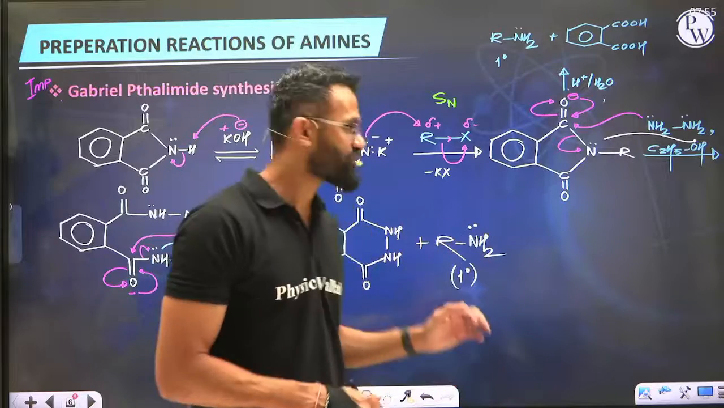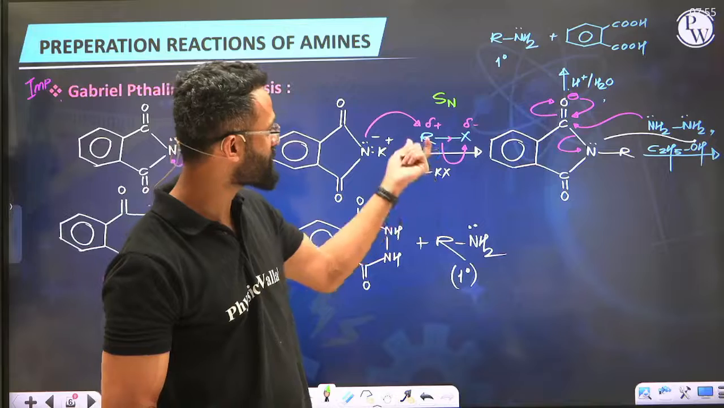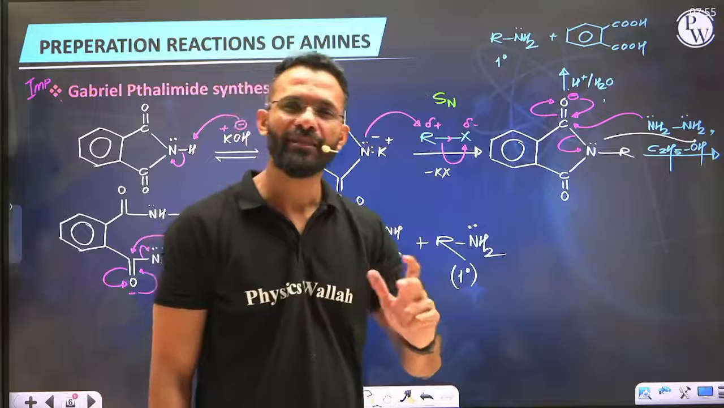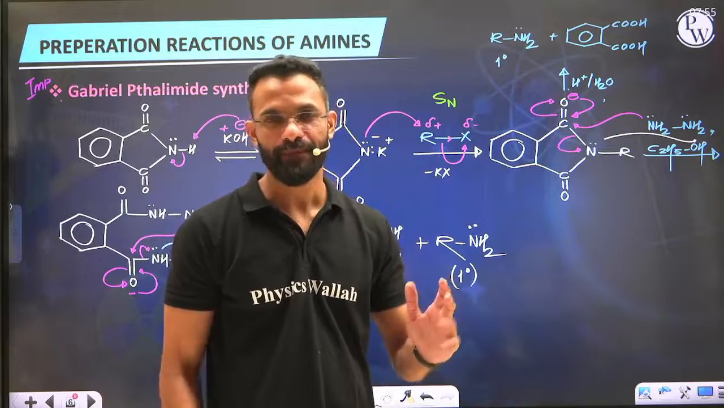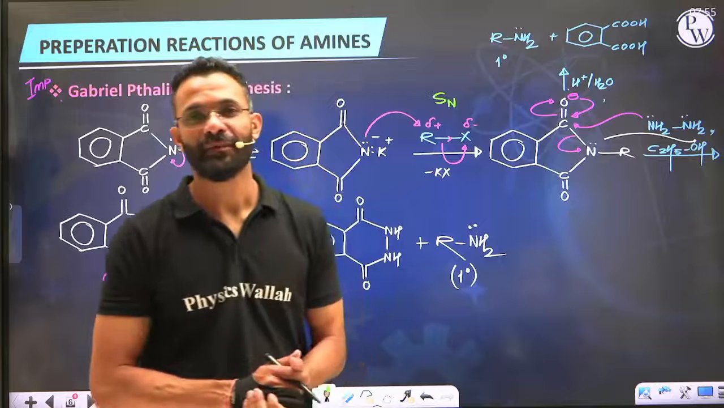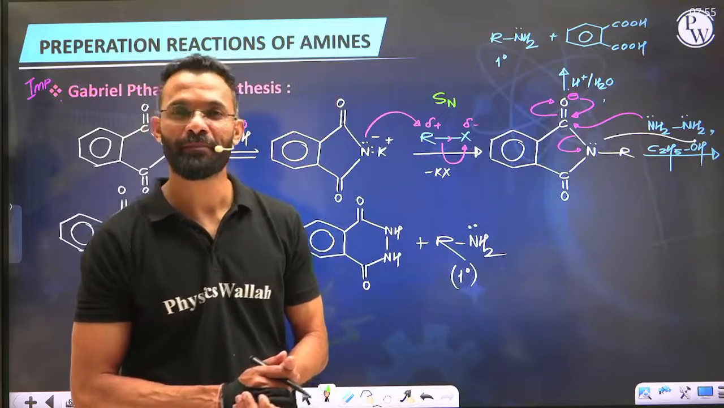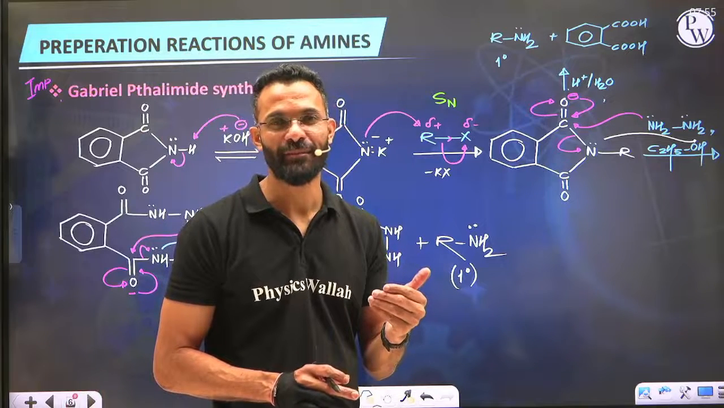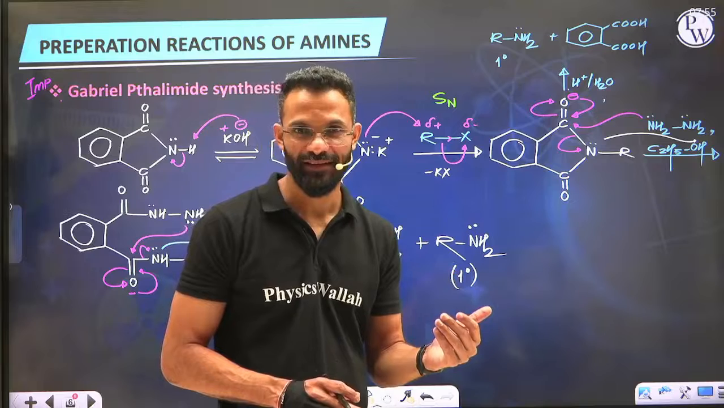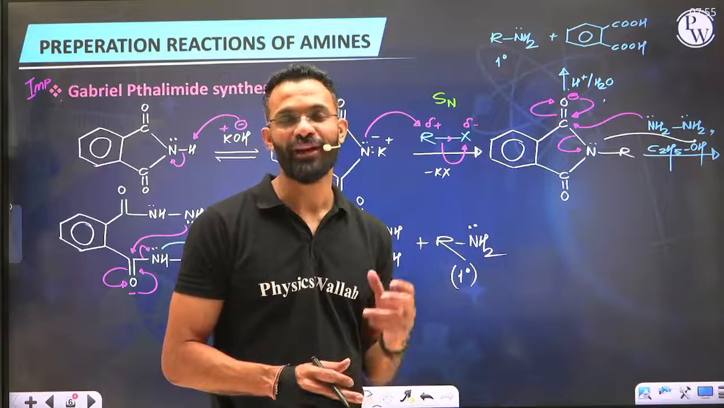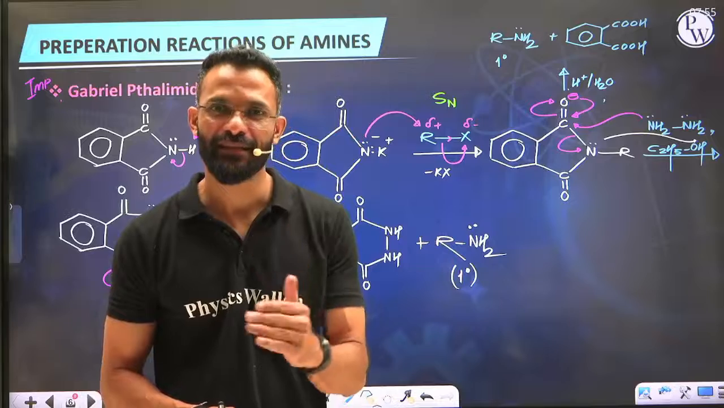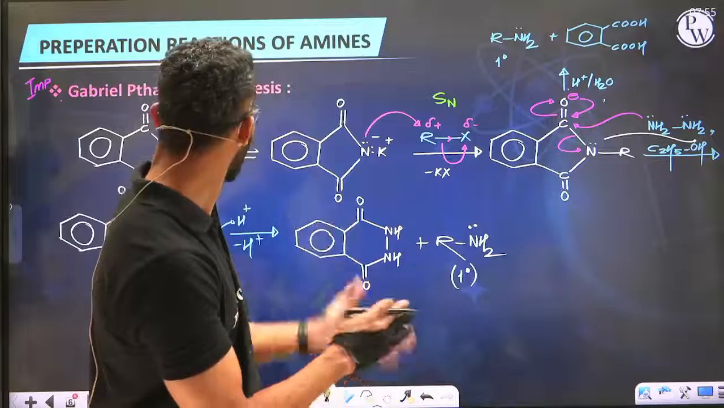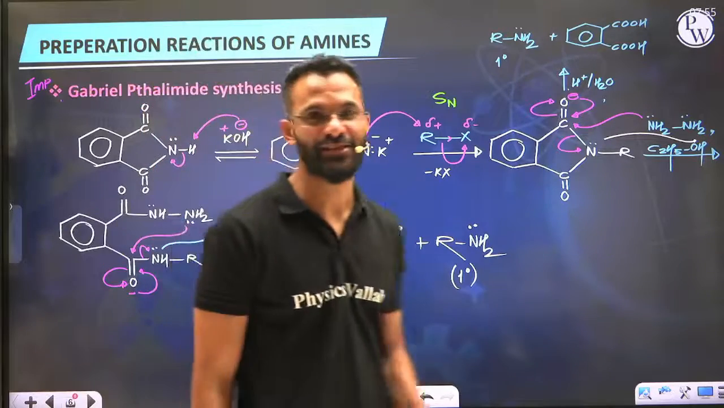Now in alkyl also, since it is undergoing nucleophilic substitution, the alkyl group has to be less sterically hindered, such as methyl, primary, or at the most secondary. We cannot get tertiary. Conclusion: Gabriel phthalimide synthesis is limited to preparing primary amine. Number 2, it is limited to preparing alkyl amine, not aryl amine. Number 3, even in alkyl amine, the alkyl group has to be less sterically hindered, such as methyl, primary, or at the most secondary. So these 3 important points have to be remembered as far as Gabriel phthalimide synthesis is concerned.